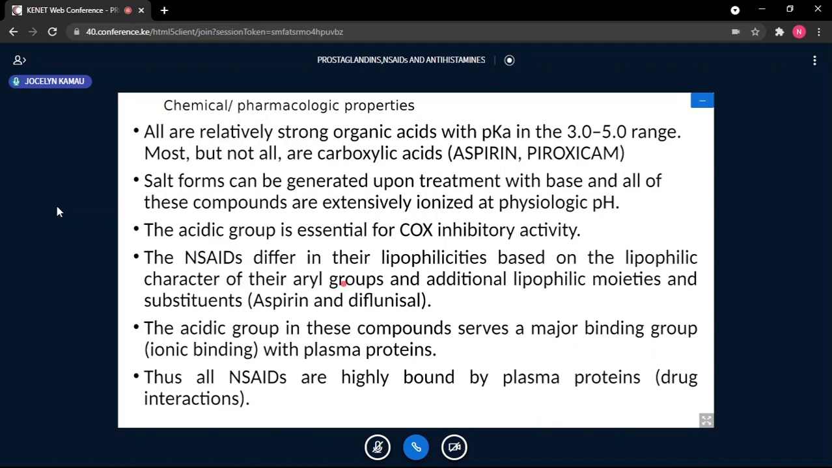The non-steroidal anti-inflammatories differ in their lipophilicities based on their lipophilic character. This is, of course, for all drugs, that their lipophilic character is dependent on their structure. How lipophilic they are will depend on the functional groups that have been attached to these drugs.